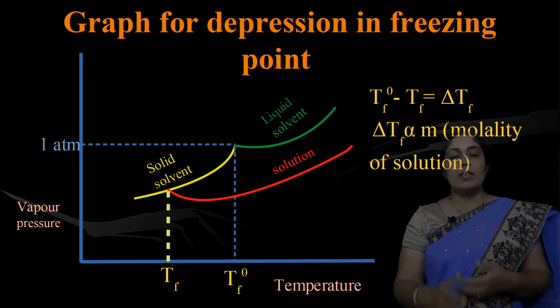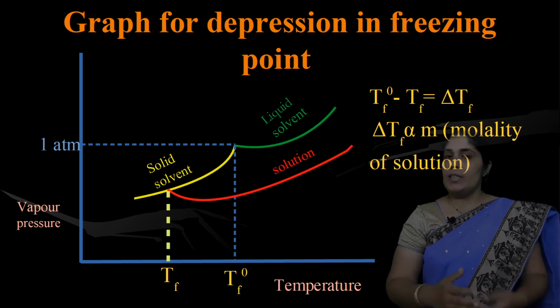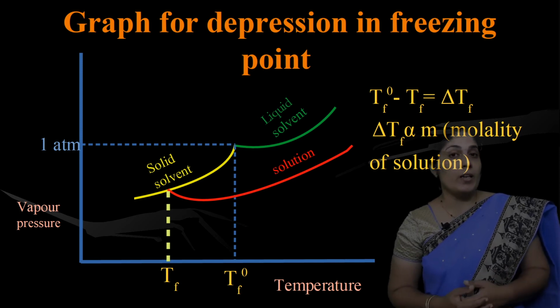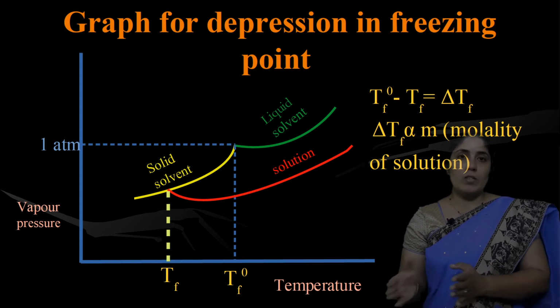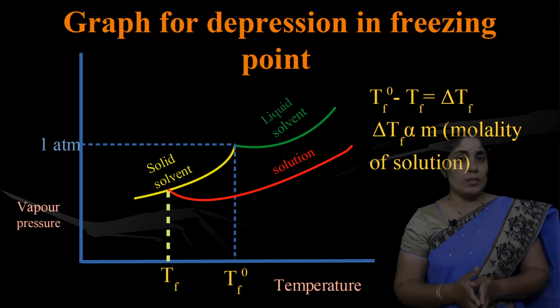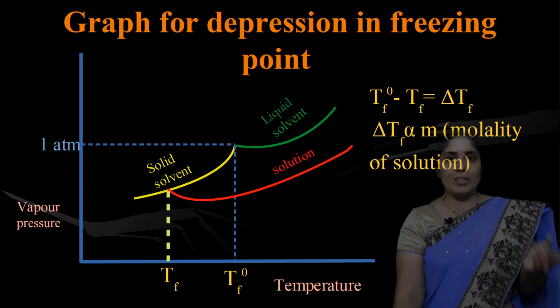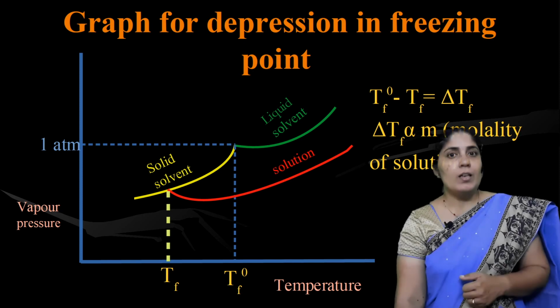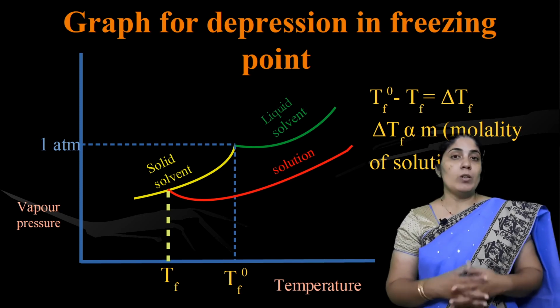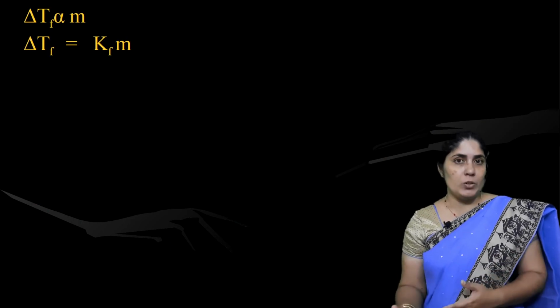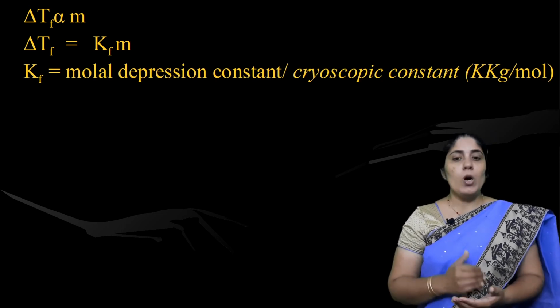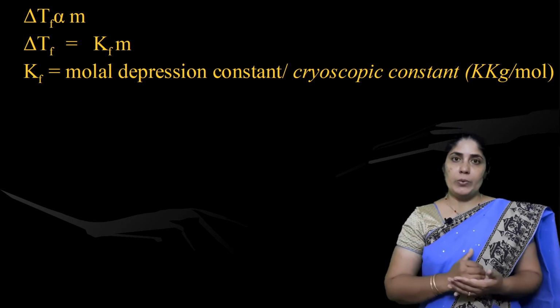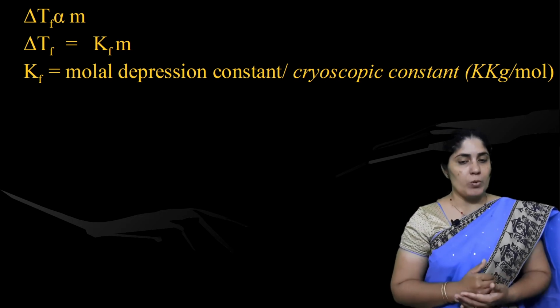Now again, since this also is a colligative property, this delta TF is directly proportional to the concentration of the solute present there. Here the unit considered for concentration is molality. Very similar to the previous one, isn't it? Exactly the same way we will be doing all the substitutions. Delta TF is equal to Kf into m, where Kf is called the molal depression constant or cryoscopic constant. The unit is Kelvin kilogram per mole.